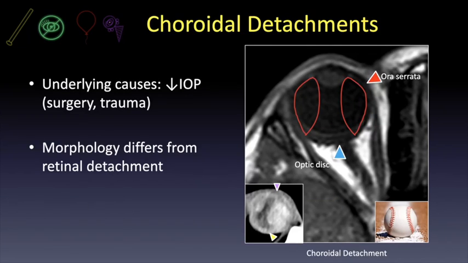Choroidal detachment is caused by decreased intraocular pressure, most often due to surgery or trauma, and various other underlying causes. The shape of the collections differs from those in retinal detachment. Anteriorly, they extend past the ora serrata to the ciliary body, and posteriorly they are confined by the insertion of the vortex veins. Therefore, they spare the posterior third of the globe.